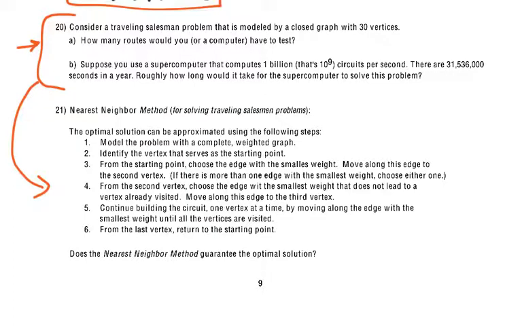So the nearest neighbor method does not guarantee an optimal solution. However, you can model the problem with a complete weighted graph and identify the vertex that is the starting point. From that starting point, choose the edge with the smallest weight and then move along this edge to the second vertex. If there's more than one edge with the smallest weight, choose either one. From the second vertex, choose the edge with the smallest weight that does not lead to a vertex already visited, and then continue this on.